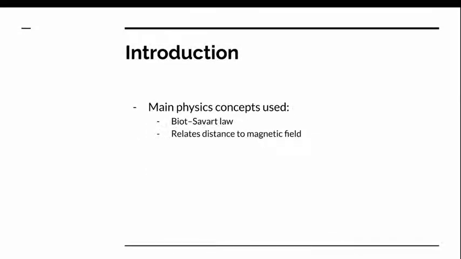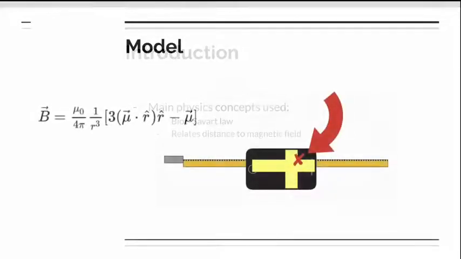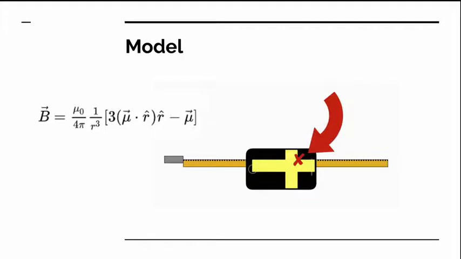To perform this experiment, the main physics concept used was Biot-Savart's law, which relates the distance from a specific observation point to the magnet and the magnetic field at that observation point. In order to do this, a magnet was placed at the end of a meter stick, and my phone was used to measure the magnetic field at each point along the meter stick.